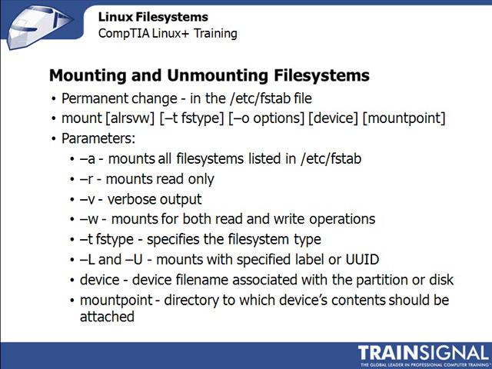The parameters are -a, which says to mount all file systems listed in /etc/fstab, -r says to mount in read-only mode, -v says to make the output verbose and provides comments on operations as they occur, -w says to mount for both read and write operations, -t fs type specifies the file system type, -L and -U mount with the specified label or UUID. Device is the device file name associated with the partition or disk. And finally, the mount point is the directory to which the device's content should be attached.